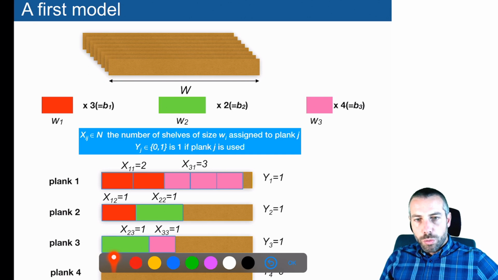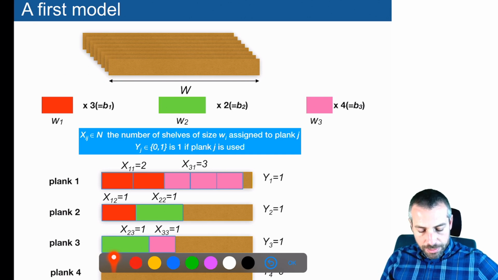Let's design a first linear program for solving that problem. It will be an integer linear program in that case. I introduce one binary variable y_j to decide if I select a plank j, yes or no, to be part of the solution. I introduce one y for each plank, and I assume here that I have enough planks at the beginning, so I have one binary variable just to decide if I will use it or not. Then I will introduce one variable for each order type, to represent the number of orders of type W_i that I will assign to plank j.